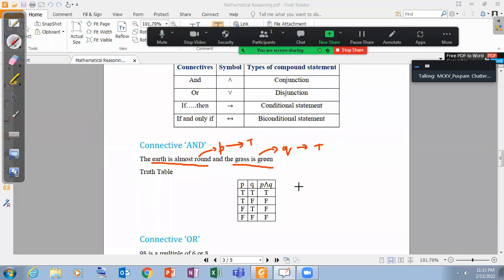But in the connective "and", if any of the statements is false, then the statement is false, because of course both have to be true. If both are false, of course the statement is false. So the truth table is like this: true true is true, true false is false, false true is false, and false false is false. You have to remember, if any one of them is false, then it is totally false. So that is the connective "and".